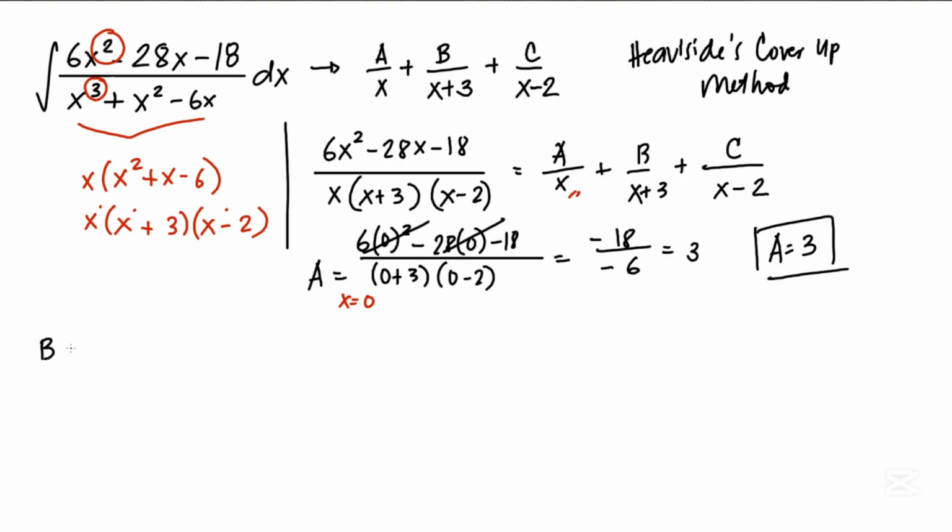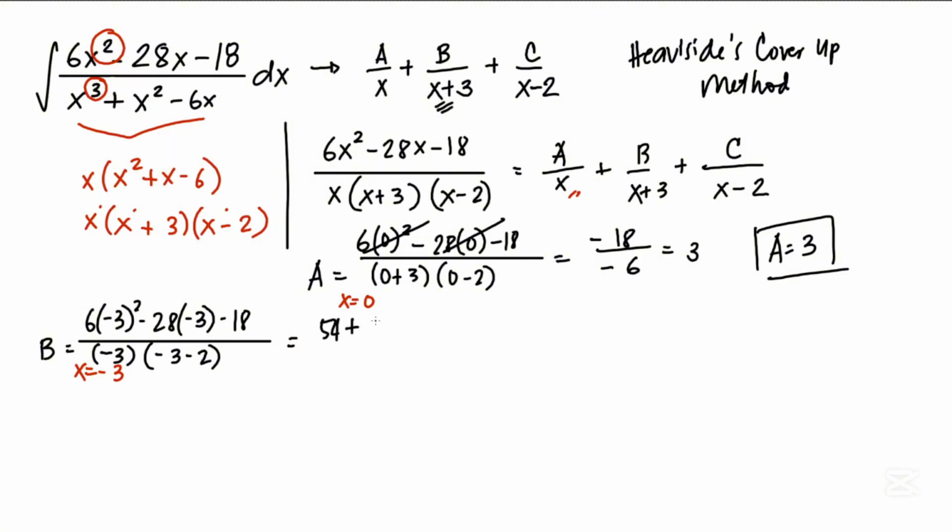Now focus on B. For B, we want to turn this denominator to 0, therefore our x should be negative 3. The Heaviside cover-up method means we will cover this up. Substitute all our x's with negative 3: 6 times negative 3 squared minus 28 times negative 3 minus 18, all over negative 3 times negative 3 minus 2. That's 9 times 6, which is 54, plus 84 minus 18, all over negative 5 times negative 3, which is a positive 15. That equals 8. So B is equal to 8.